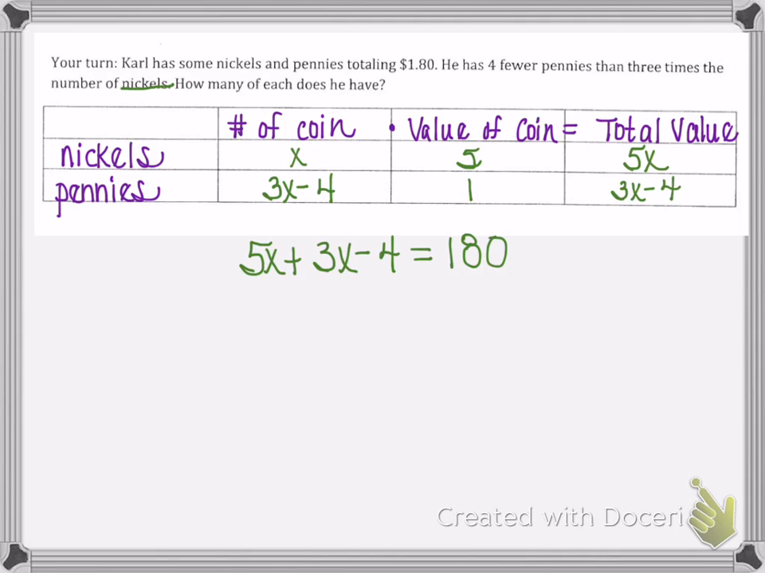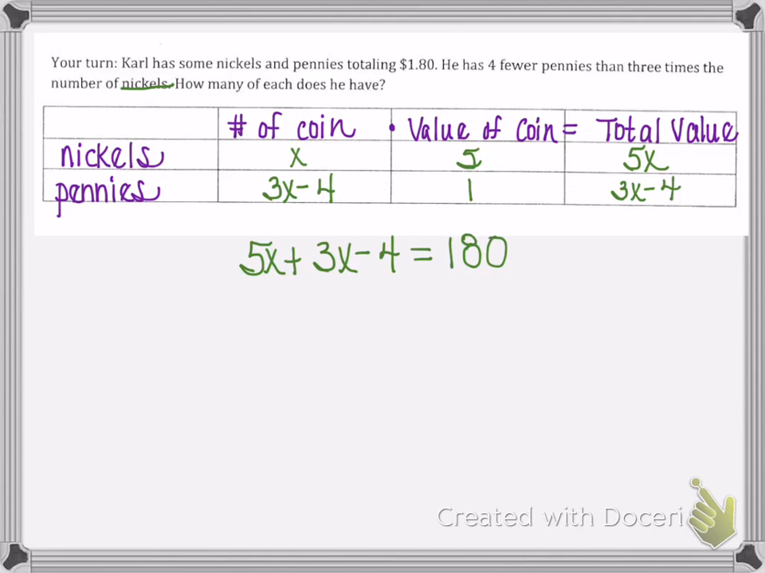and the number of pennies should be represented by 3x minus 4. Multiplying across the top, you're going to have 5x, and 1 times 3x minus 4. I didn't bother writing the 1 because distributing a 1 is just going to give you the same expression, 3x minus 4. I'm going to total them up, and because I chose to write in values of cents, I need to change the total value of $1.80 into 180 cents.